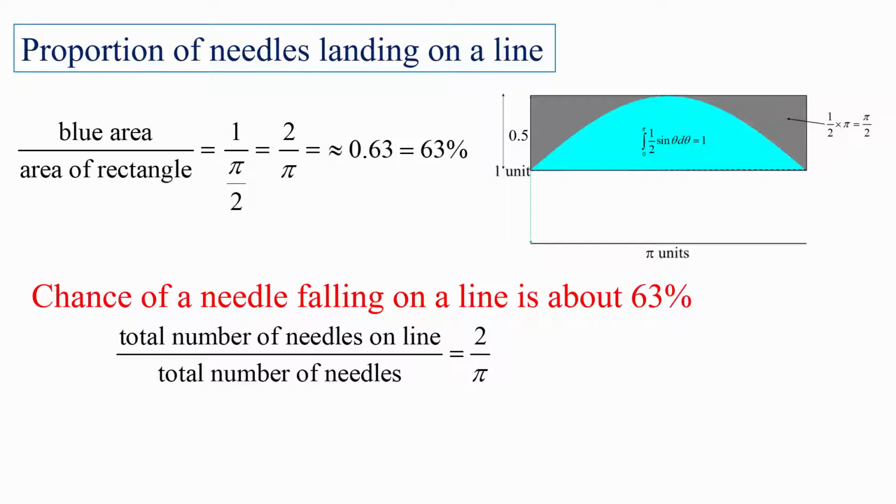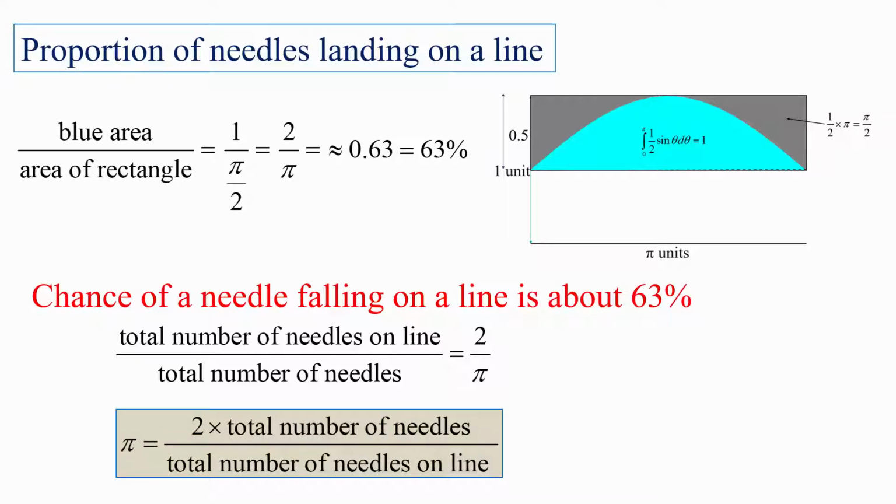Rewriting our formula in terms of needles, we can write that the total number of needles on the line divided by the total number of needles is equal to 2 over pi. We can rearrange that to get pi by itself, in other words make pi the subject, and we end up having pi equals 2 times the total number of needles divided by the total number of needles on the line. And that's going to be our formula for estimating the value of pi.